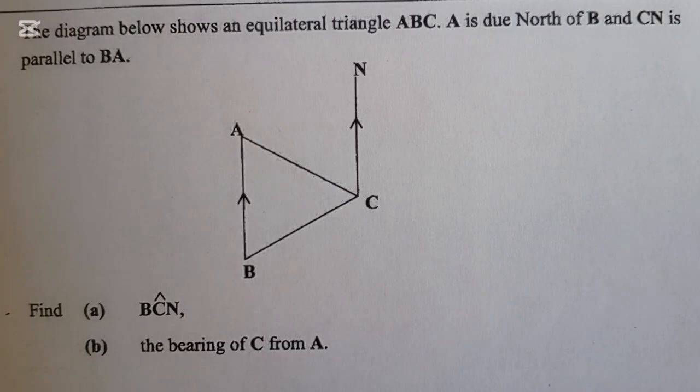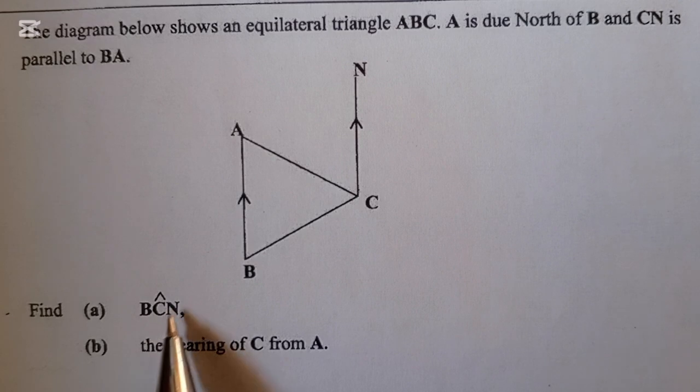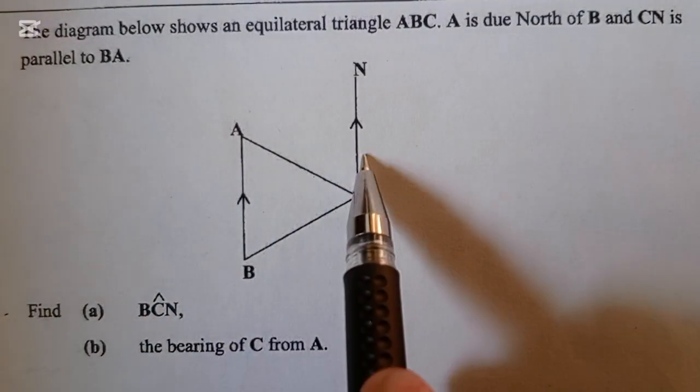The diagram below shows an equilateral triangle ABC. A is due north of B and CN is parallel to BA. So these two lines are parallel. Okay, so the first question is find angle BCN. Angle BCN. So this angle.